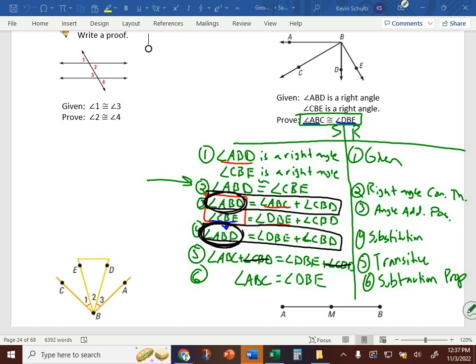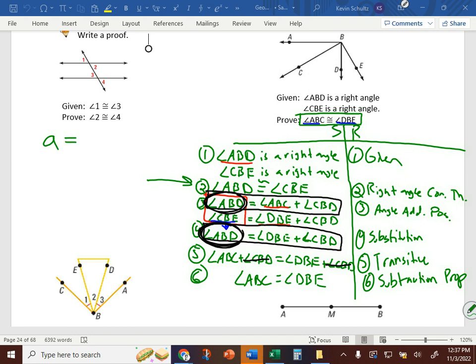Because the same thing was congruent to two different things, we put those two different things equal to each other. ABD was equal to both ABC plus CBD and DBE plus CBD. So we put those two expressions equal to each other. That's what the transitive property is.